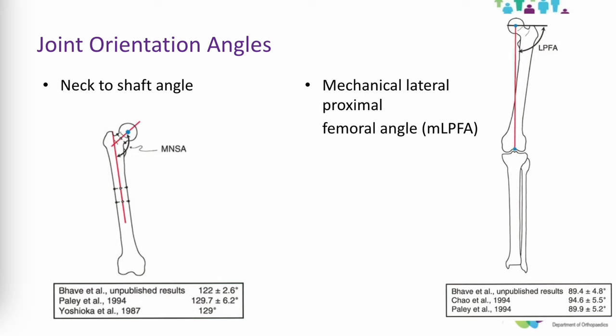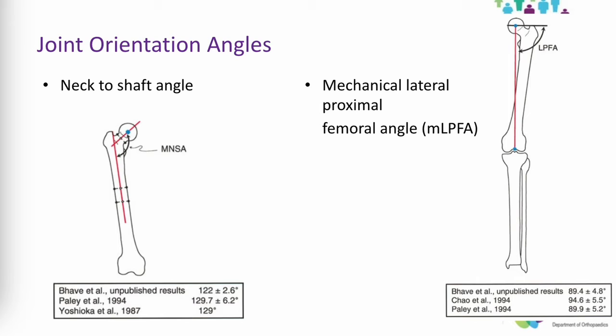These are two important angles that describe the joint orientation. The first one is the neck to shaft angle, and this is the angle between a line drawn down the center of the femoral neck and the anatomical axis of the femur. The normal value for this is about 130 degrees.